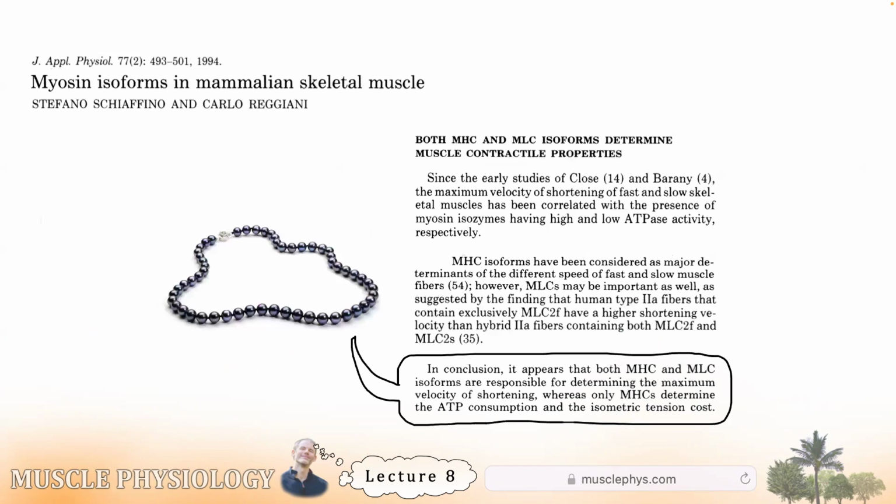The velocity of a muscle contraction is determined by both myosin heavy chain and myosin light chain. But the metabolic part, the energy consumption, that's exclusively determined by the heavy chain. And the reason I have a magnetic bead necklace doing the speaking here is that it's a reasonable illustration of how proteins work, proteins in general, and myosin is one such protein.